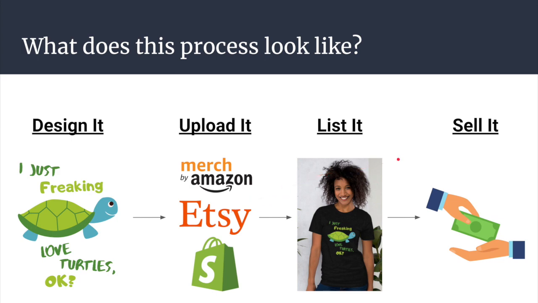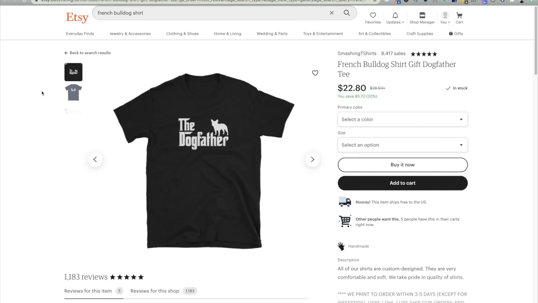So before we go any further, I just want to show you guys a few examples that are live online that I found. So I'm here on Etsy first. I've just done a quick search for French Bulldog shirt. You guys can see we have this very simple shirt, the dog father. And this shirt is live.